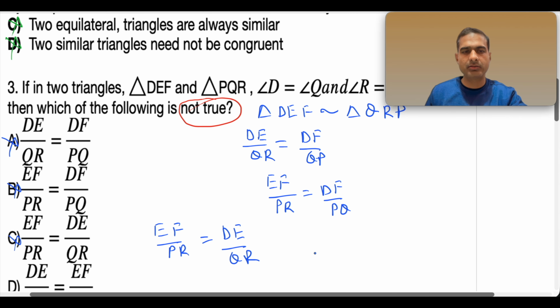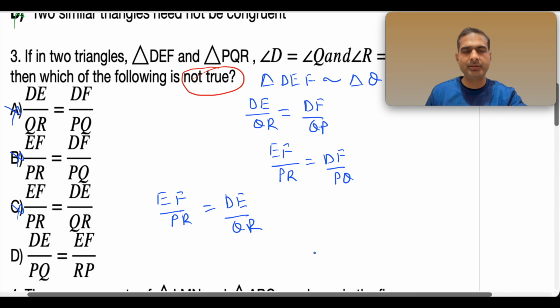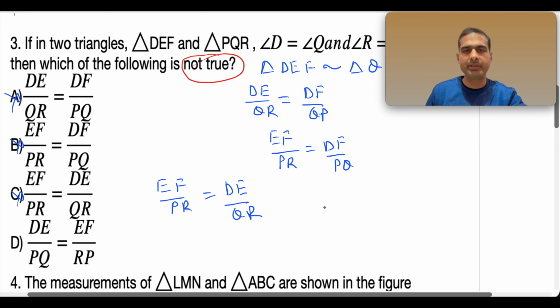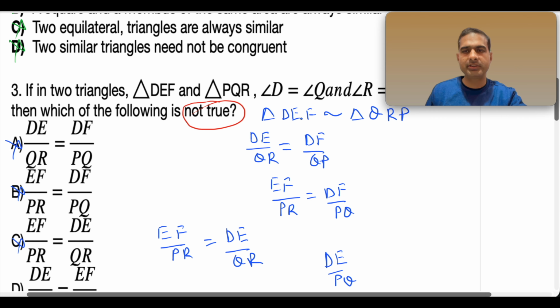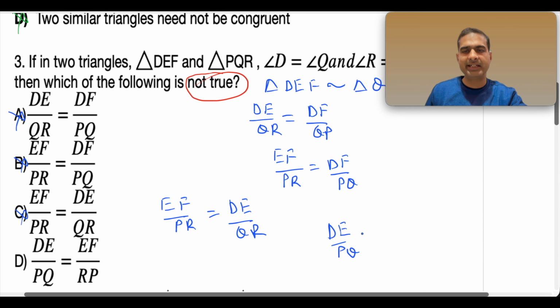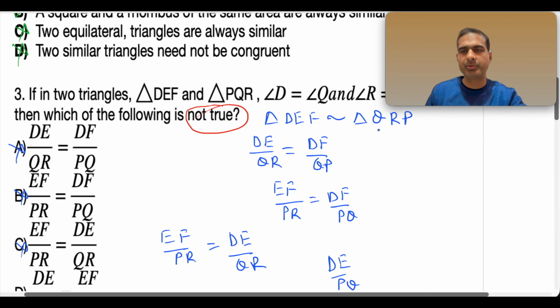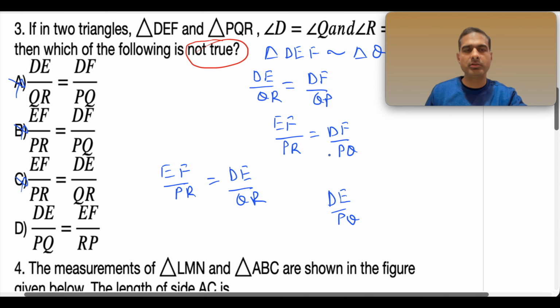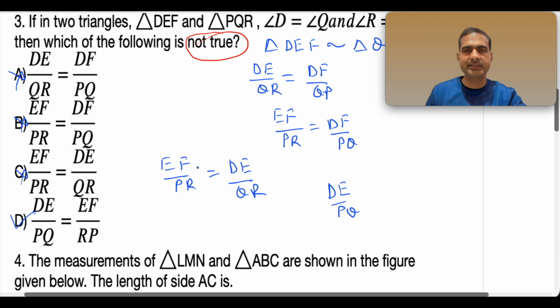Now let's check the fourth option, D. It is saying DE by PQ. DE is first and second, but here it is taking the first and third letter. So that cannot be true. If I am taking the first and second of the first triangle, then it will be proportionate to first and second of the second triangle. So this will be our answer, because the question is asking which is not true. So option D is not true.